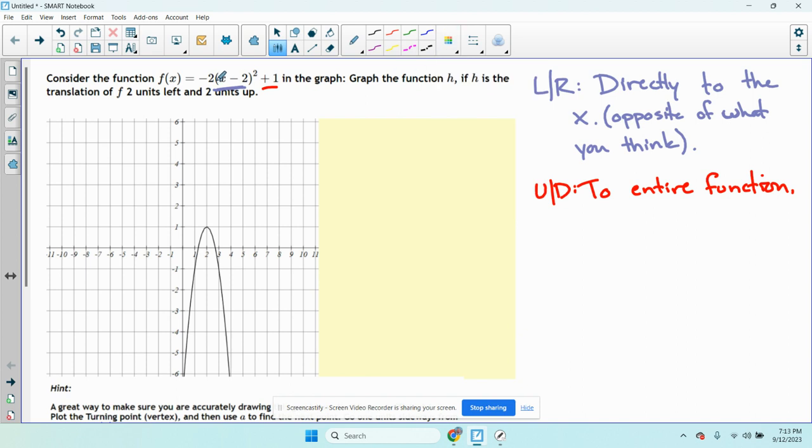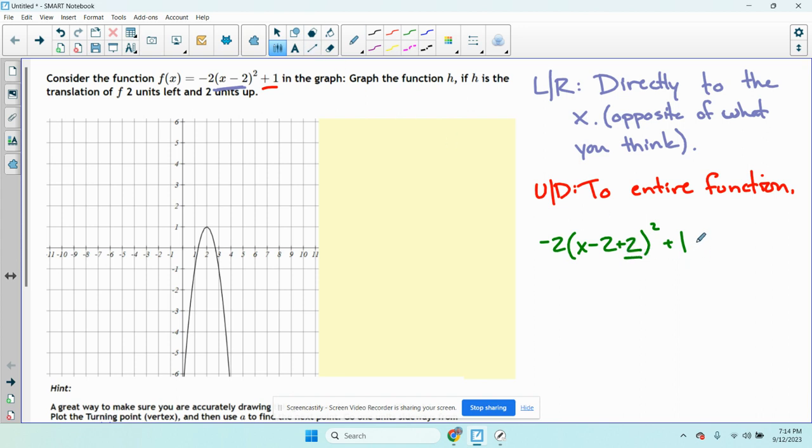So I'm going to take the original, -2 squared plus 1. I'm going to leave a little space here. So it says if h is the translations of 2 units left, 2 units left would be directed to the x, opposite of what I think. So left would be adding a number. So I'm going to add 2 units directly to the x, or in other words, inside the square. So that's where the 2 units to the left comes from.